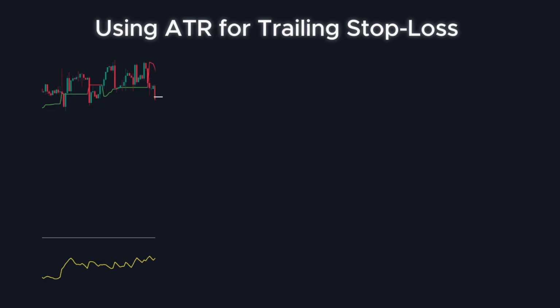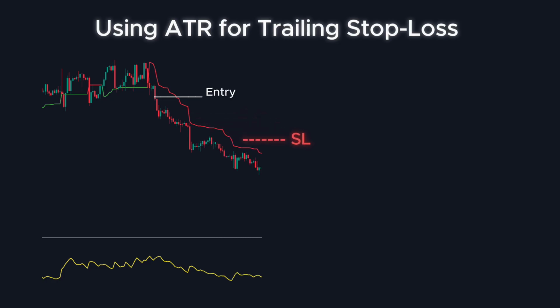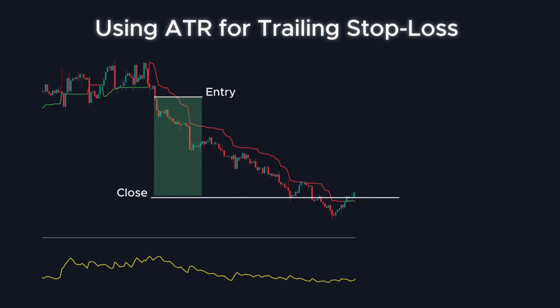Using ATR for trailing stop loss. Now, let's talk about setting up a trailing stop loss using ATR. This method is fantastic for maximizing your gains by riding trends for as long as possible. Volatility-based tracking. A common method is dynamically adjusting your stop loss using multiples of ATR. As the market moves in your favor, the trailing stop follows along, offering flexibility while securing your profits.